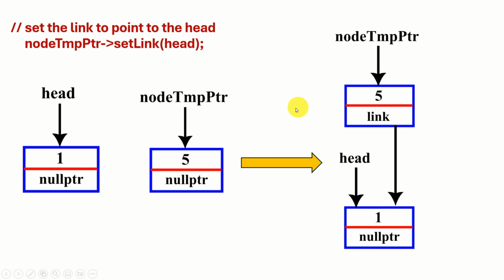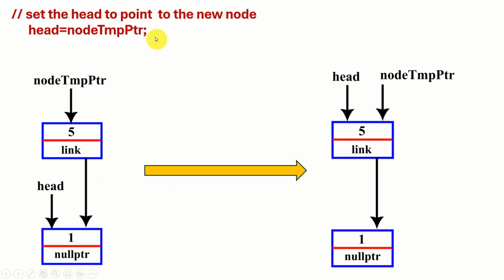So how to do that? Well, we can do it by using this C++ statement. We simply say head is equal to node temp pointer. By executing this code line, we will now obtain this situation. Now head will point to the top of our linked list. That is, it will point to our new node that's placed at the top of the linked list. And we are done. This is what we want.